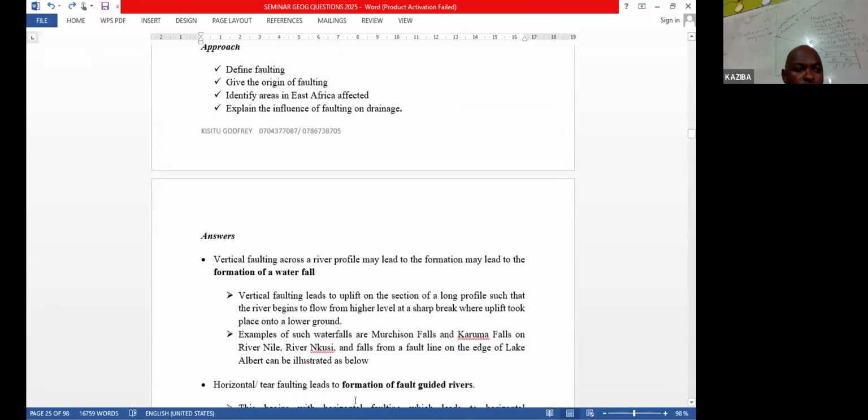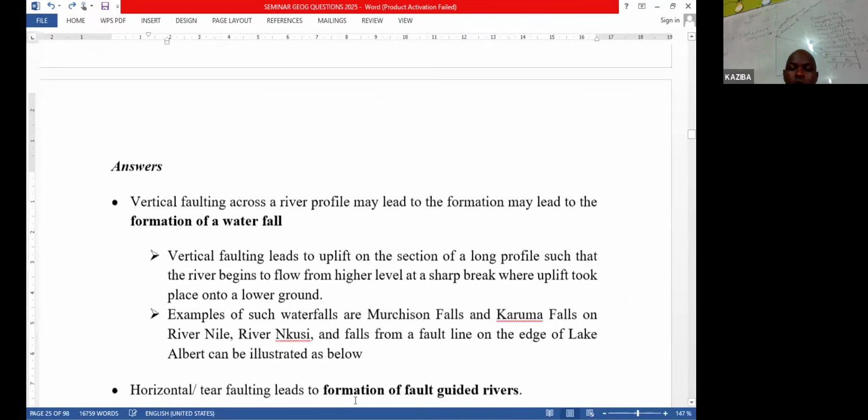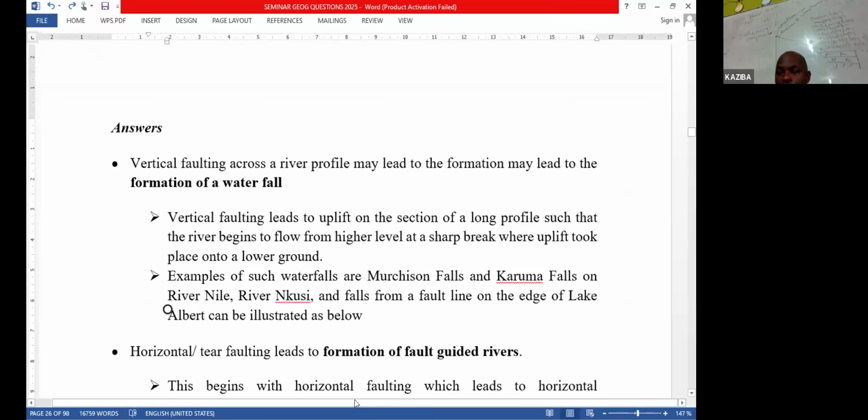So, of course, when you're defining faulting, make sure you include two things. You include faulting as the disintegration, breaking, cracking of rocks, as well as their displacement along the same line of weakness.